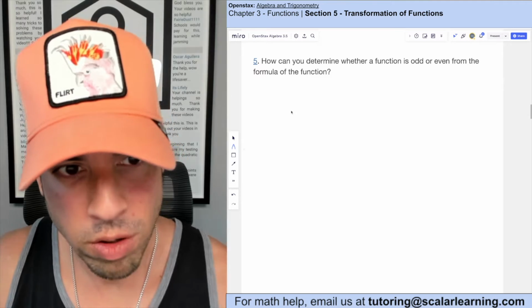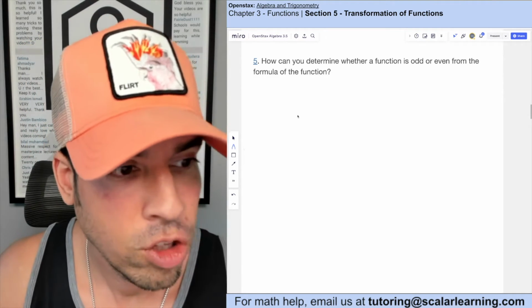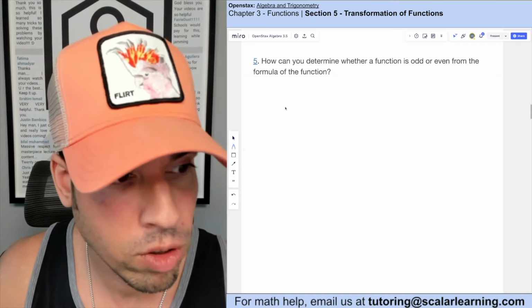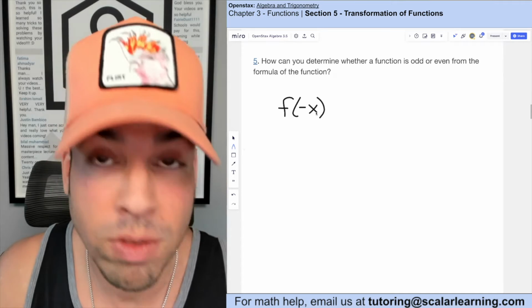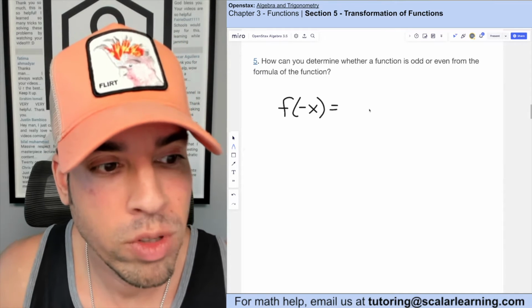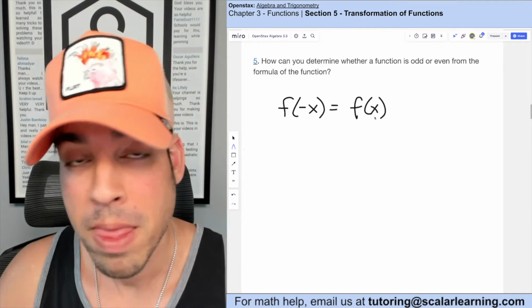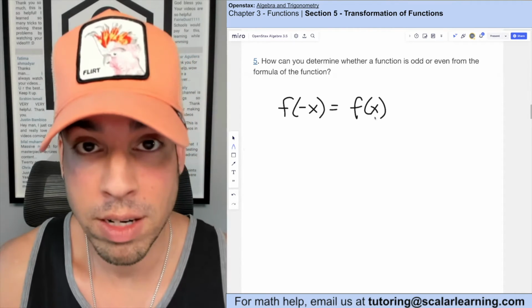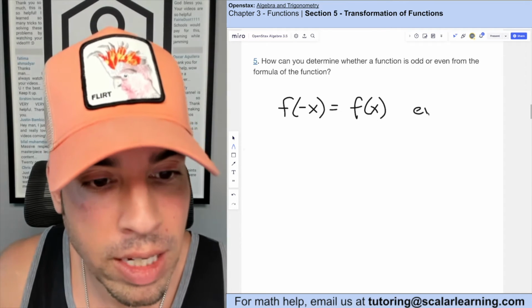How can you determine whether a function is odd or even from the formula? So there's a quick test that you can use to figure out if a function is even or odd. In either case, you're going to start by plugging in negative x for the function. If what you get as a result is the original function itself, meaning there's no actual change, like you plug in a negative x and it just looks like the original function itself, this would be an even function.